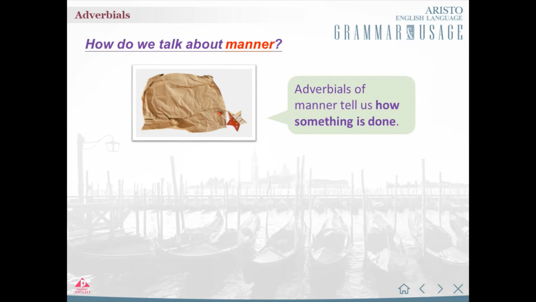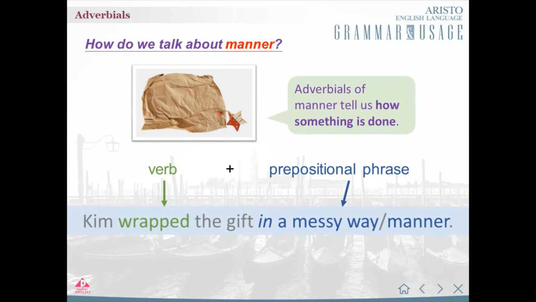Using adverbs is not the only way we can talk about manner. We can also use prepositional phrases, which start with prepositions. Let's look at the same sentence using a prepositional phrase instead of an adverb. This prepositional phrase starts with the preposition in and can end in either the noun way or manner. The adjective messy is used instead of an adverb to describe how the wrapping was done.